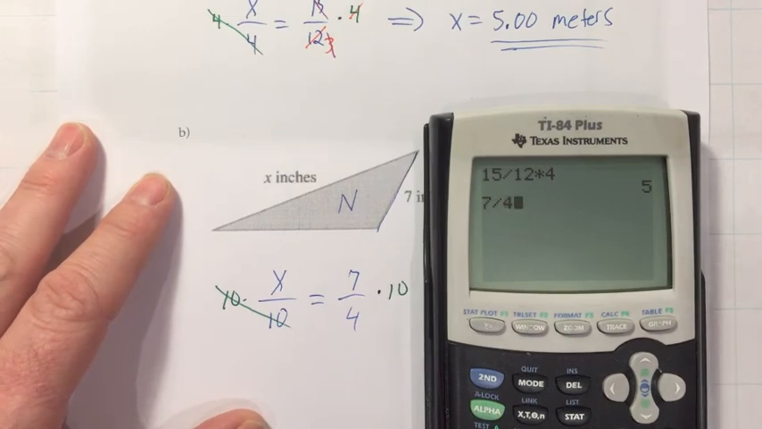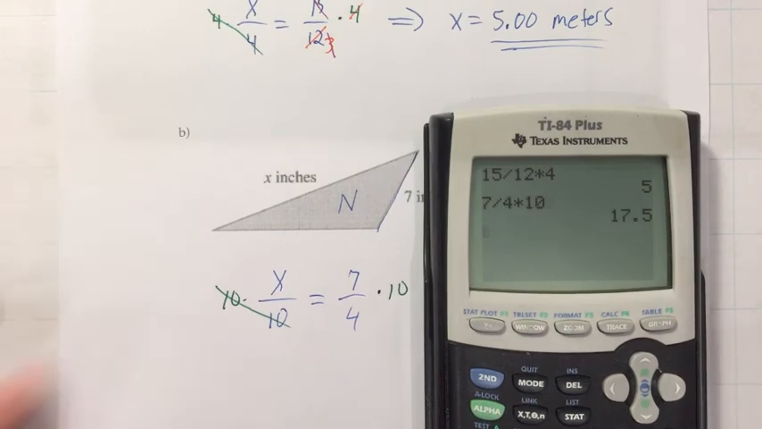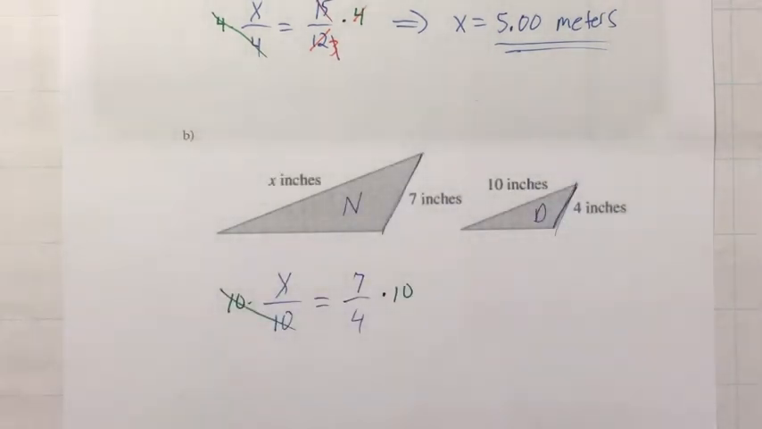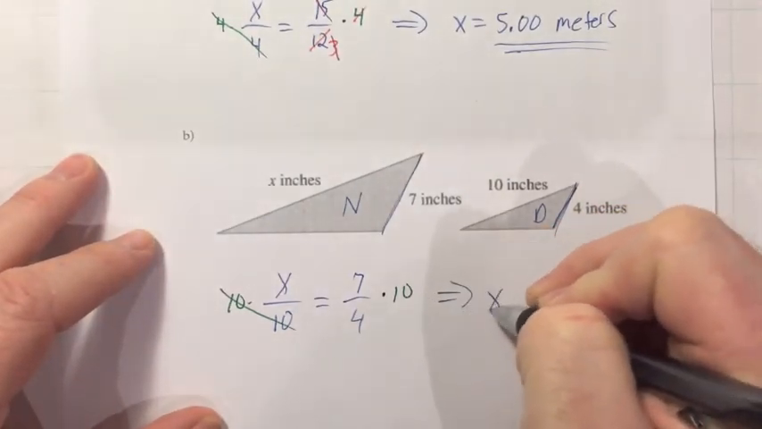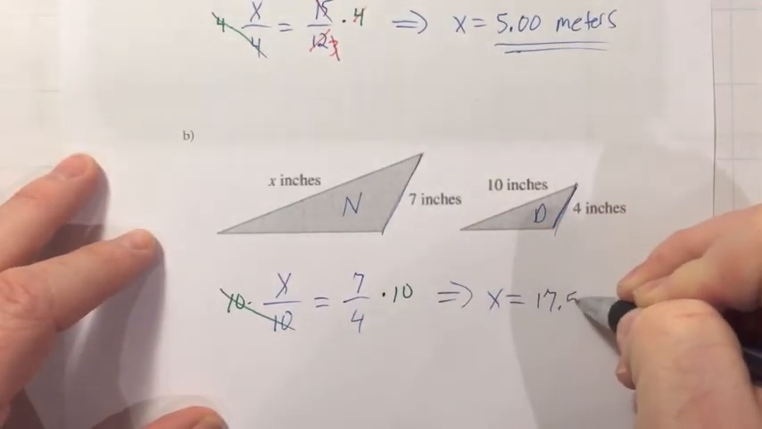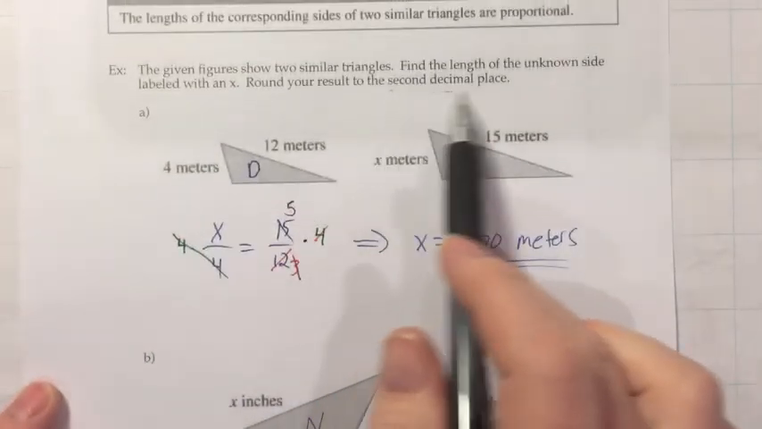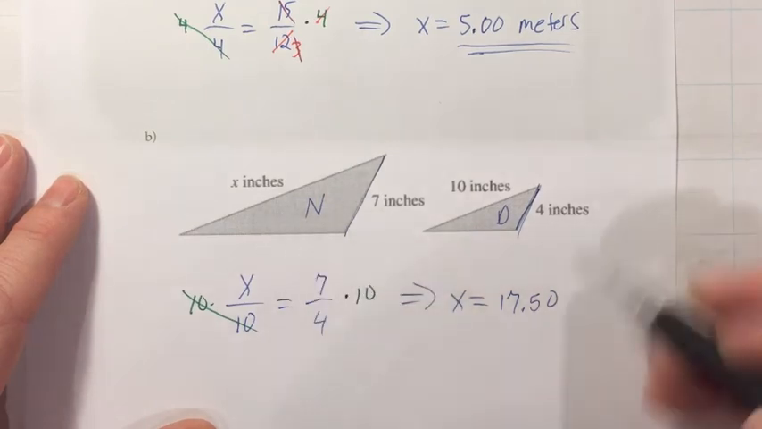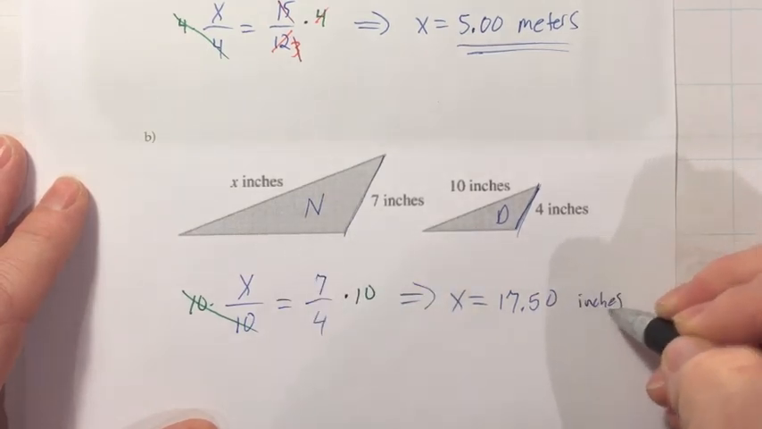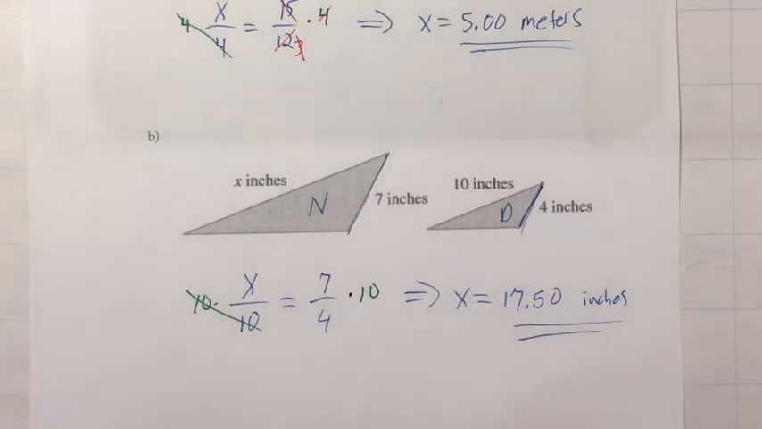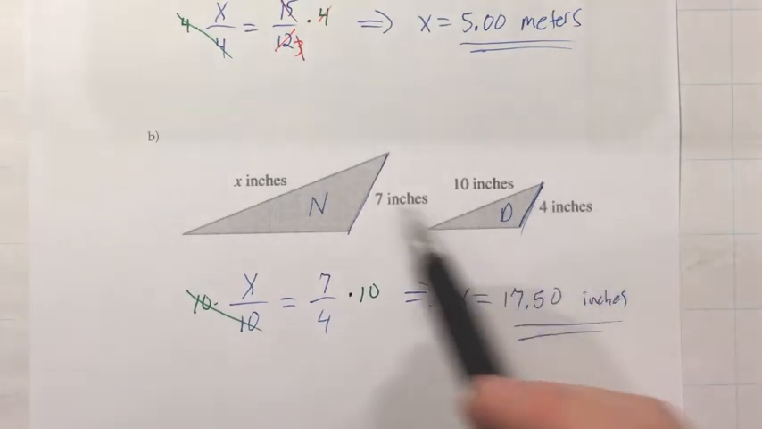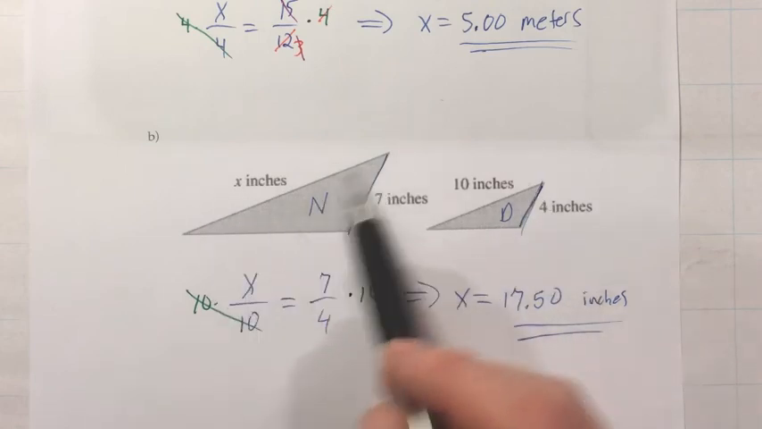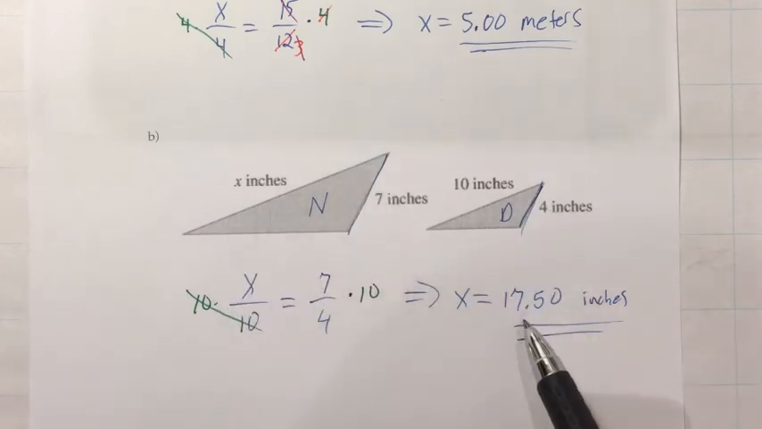So 7 divided by 4 times 10 is 17.5. So it looks like x equals 17.5. I would write 17.50 just because they told us up here to use 2 decimals, so make sure we're following that. And then this time our measurements were in inches. I would also just kind of check to see, does that make sense? So this was 4 to 7, so this triangle has bigger measurements. So if this one's 10, we expect something a little bigger over here, so 17.5 makes sense.